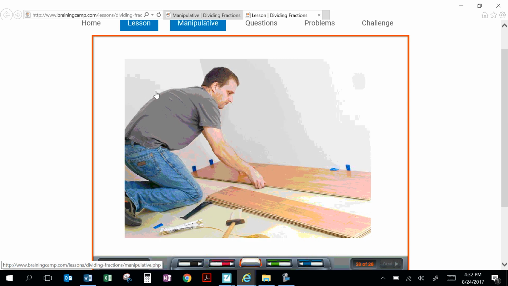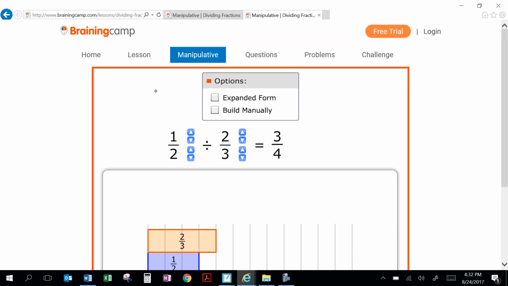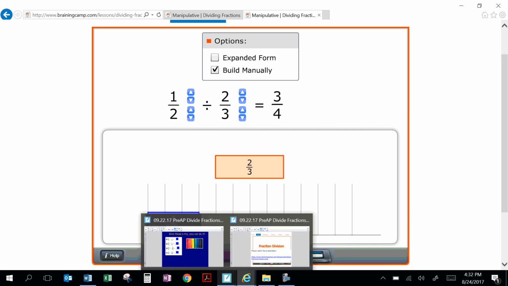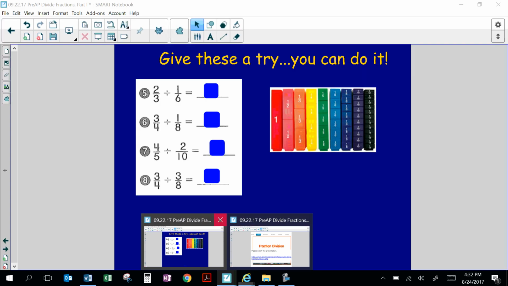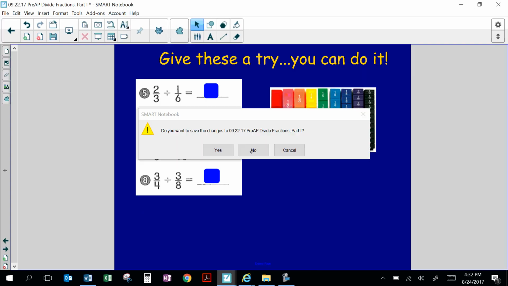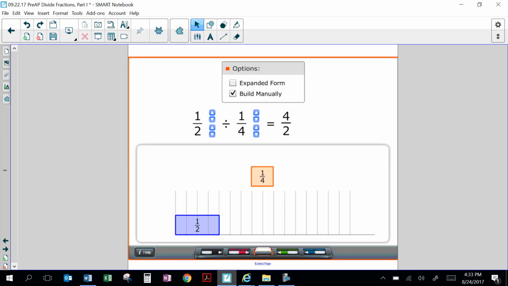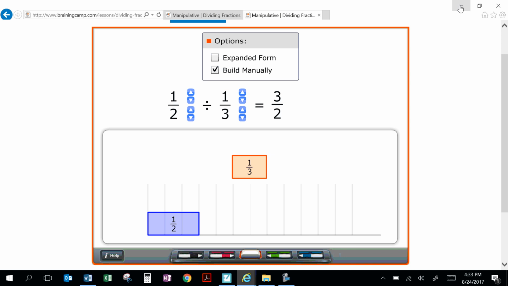And so now we're going to use our manipulatives to help us, our online fraction bar. So build manually. So our first problem, let's look at our slideshow. Our first slide is 1/2 divided by 1/4. So 1/2 divided by 1/4. How many groups of 1/4 do you think go into 1/2?